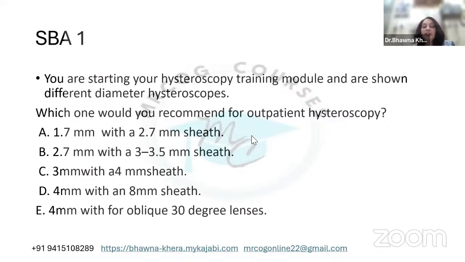Yes, it's perfectly correct. It is B, 2.7 mm with a 3.5 mm sheath. B is the correct answer.